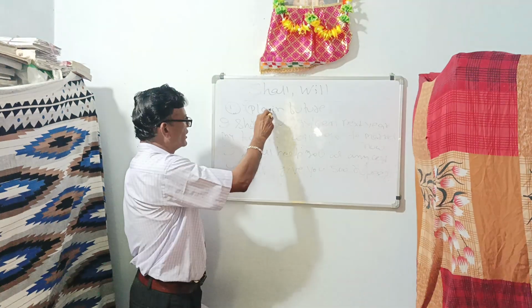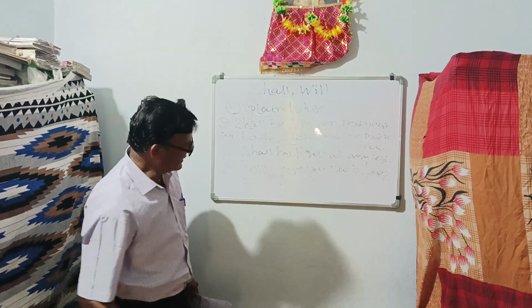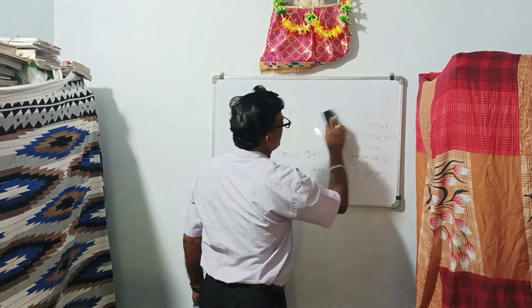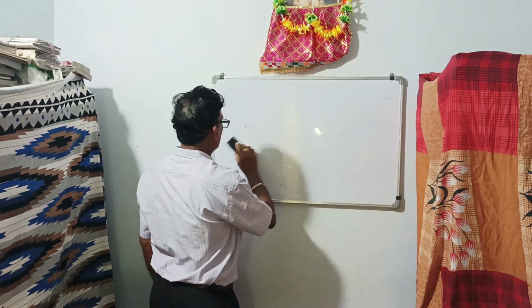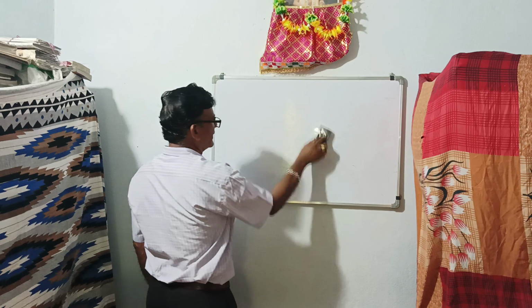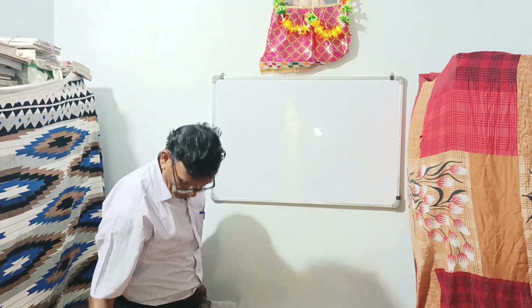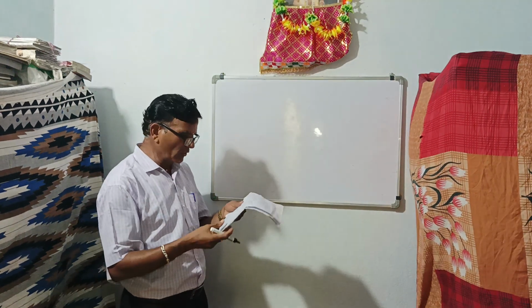Thus plain future, prediction and promise. In these three cases, shall and will modal auxiliary verbs are used. Students, you will read your grammar lessons from your grammar book at home. You will find all these things in your grammar book.